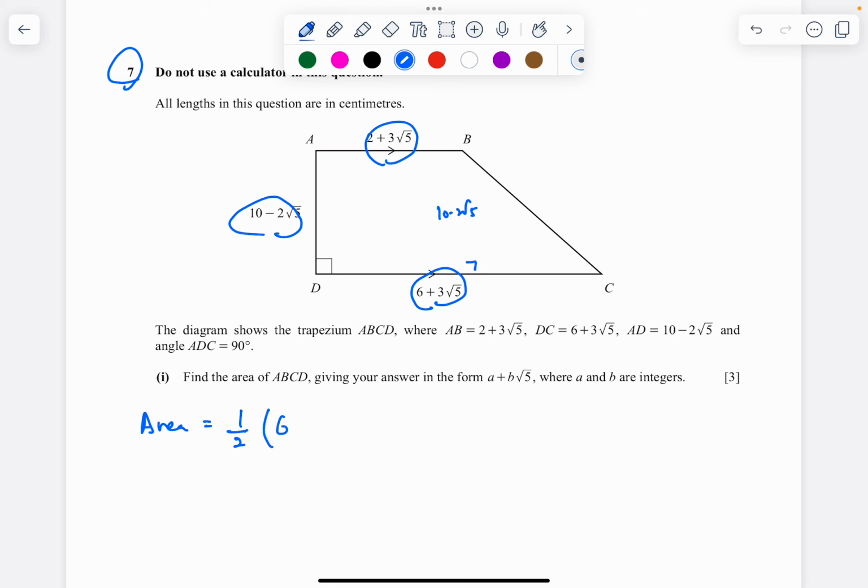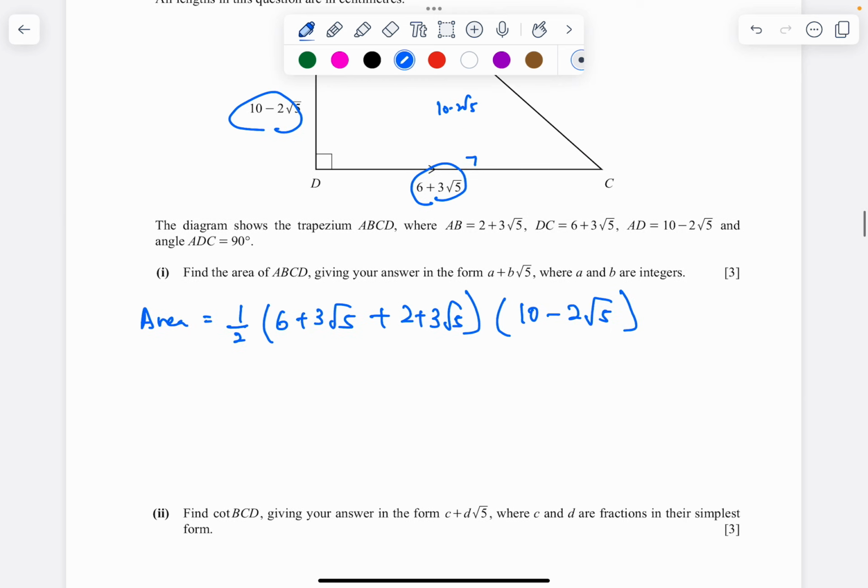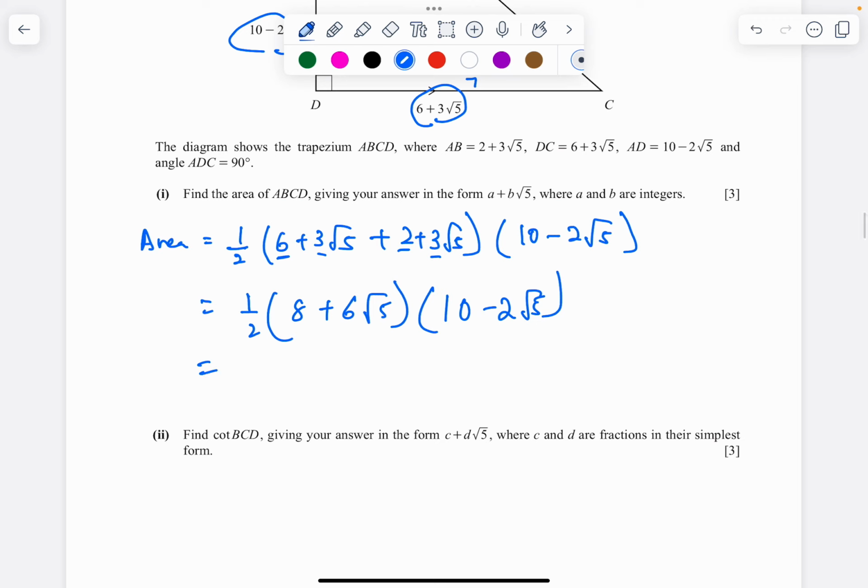So A plus B is 6 plus 3 square root of 5 plus 2 plus 3 square root of 5, times the height, 10 minus 2 square root 5. So this gives me 1 over 2, times 8 plus 6 square root of 5, times 10 minus 2 square root 5. I can cancel the half, so 4 plus 3 square root 5 times 10 minus 2 square root 5.